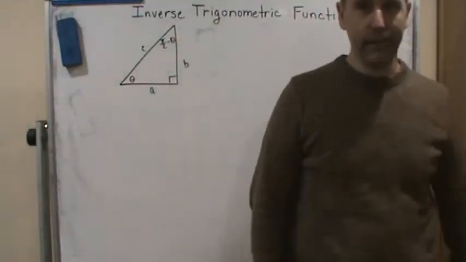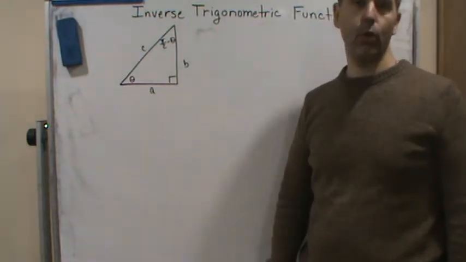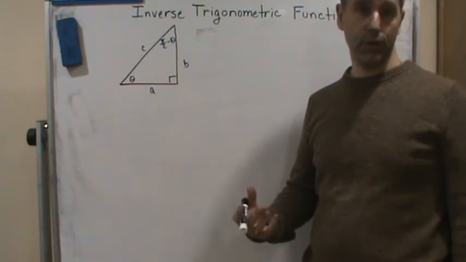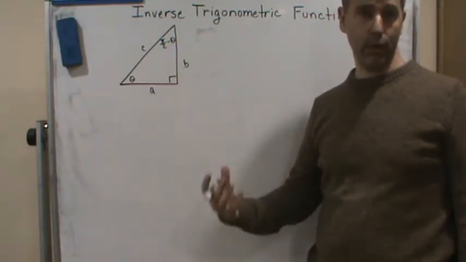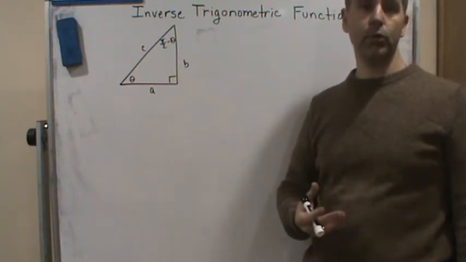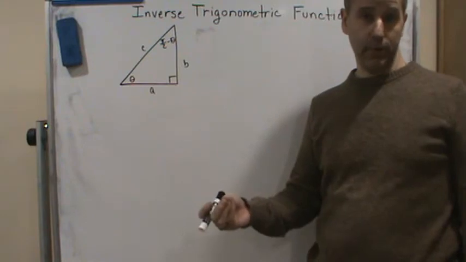Okay, so welcome back. Now that we have discussed the inverse property and we know how to handle the trig functions with the inverse trig functions and with the right triangle, and we know how to compose them, now let's talk about composing a trig function with a different trig function.